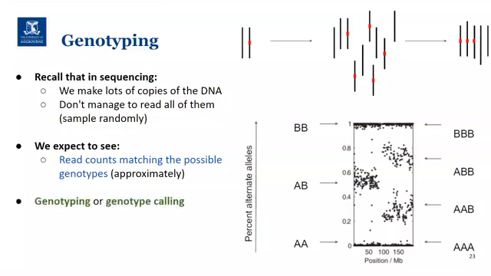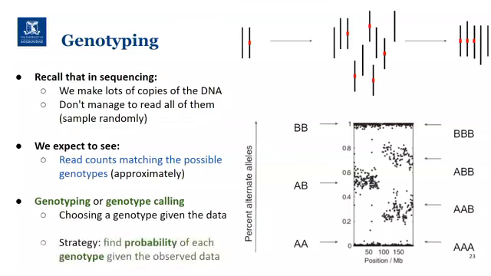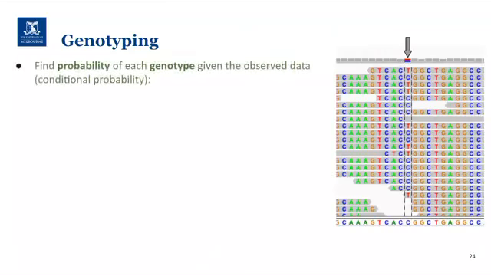Okay? So genotyping, or genotype calling, is basically choosing a genotype given the data you have, and one of the main strategies is finding the probability of each genotype given the observed data. So most of the methods try to find a probability. And in this case, a conditional probability looks like this.